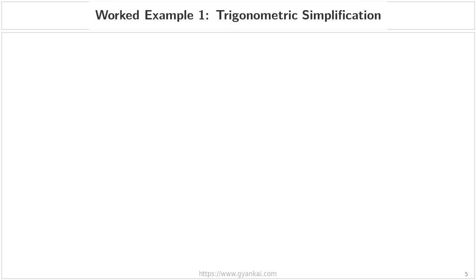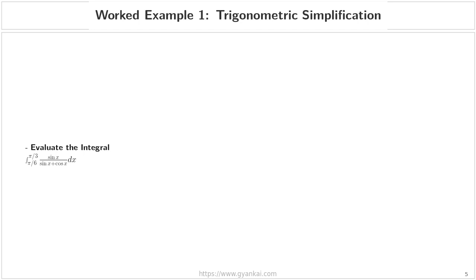Worked example 1, trigonometric simplification. Okay, let's tackle this example. As we discussed on the previous slides, we're going to use the general reflection property, or property P3, to evaluate this definite integral. Here's the integral we need to solve.